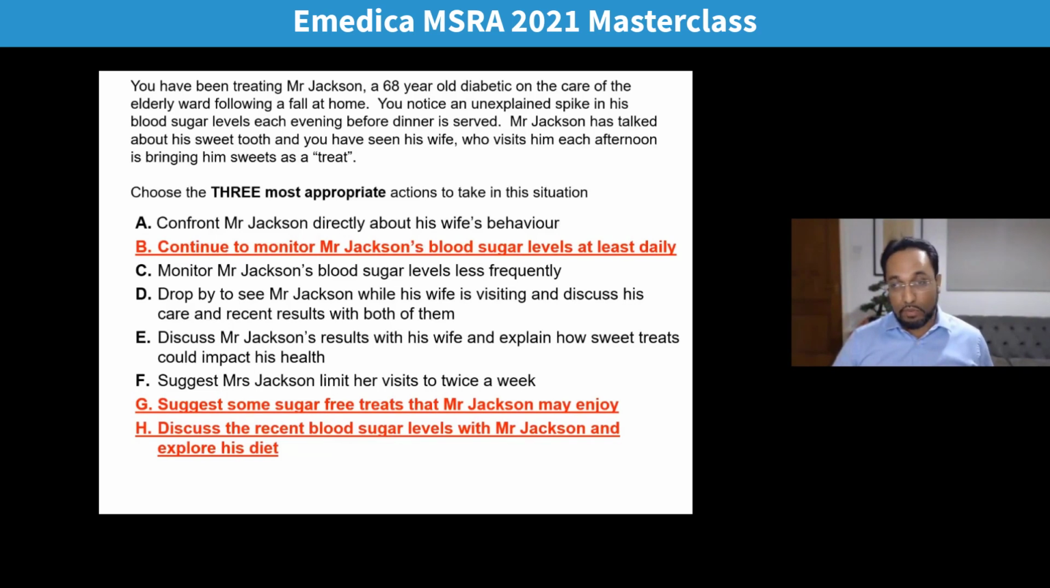Not many people picked this, but we did have 20-something doctors picking it still. Okay, so what's wrong with option A? It's the word confront. This is your patient, they're in hospital, they're unwell. To confront them about someone else's behavior is a real negative. That's not sensitive. It doesn't show empathy.